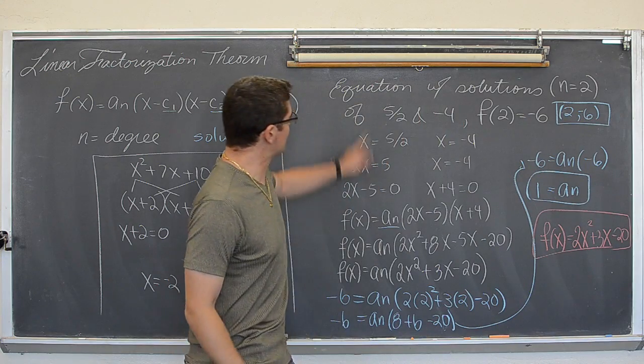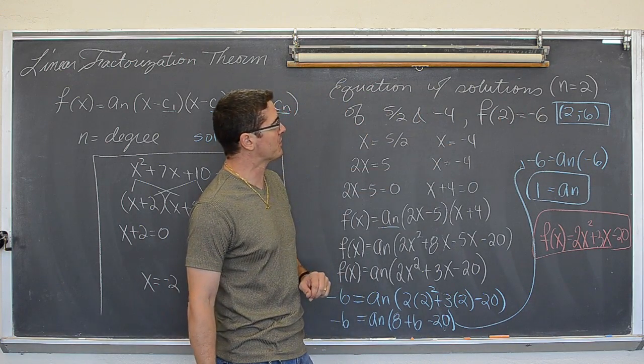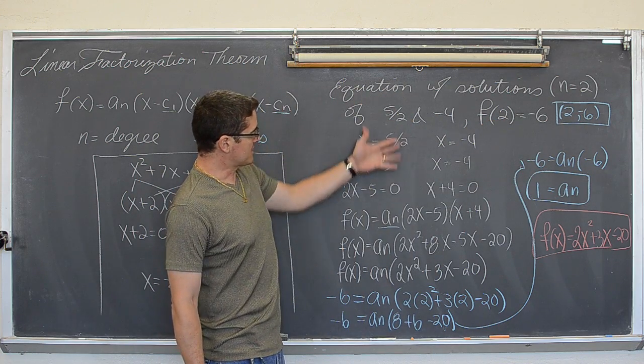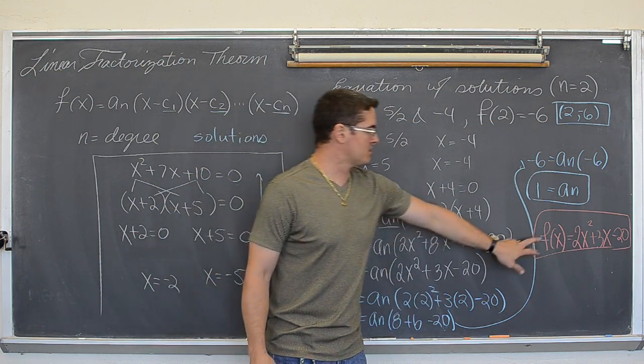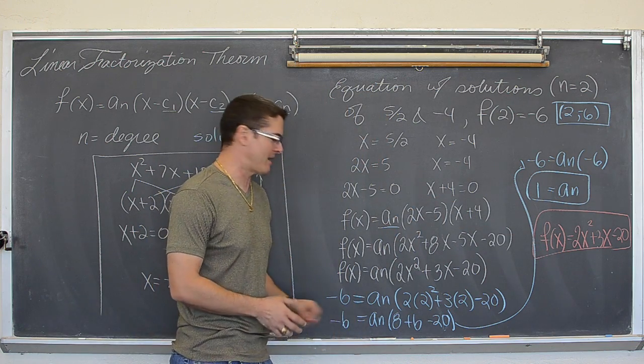Bam! All right, so given 2 solutions and a point the graph went through, with the second degree, we knew that was a parabola. Did some work, did our factorization backwards, and bada bing, bada boom, there's our equation. All right, let's do one with some imaginary solutions.